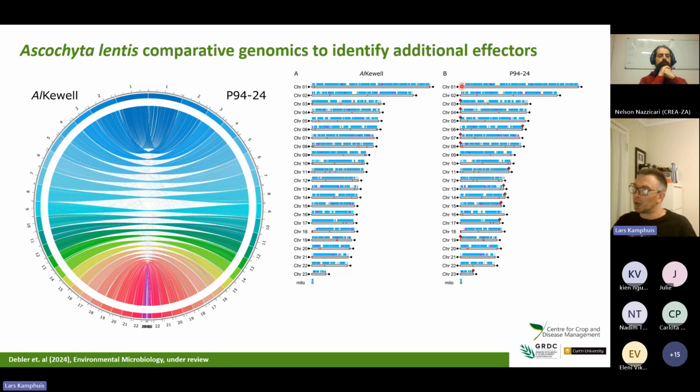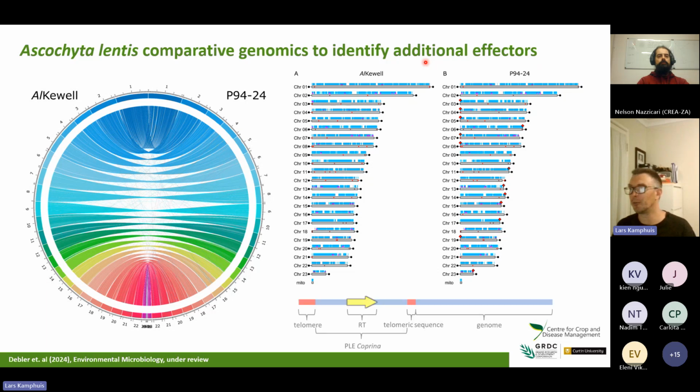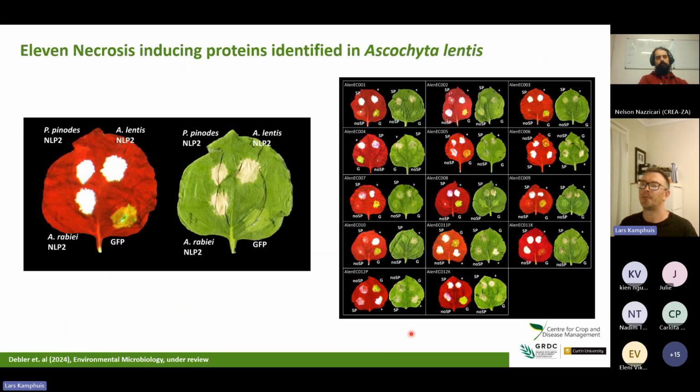The other thing that I would like to point out here is that you see these little red dots, and they're a type of transposable element that sit on the end of the chromosome called PLEs. We found those only in this P9424 isolate and not in ALQL. So that's another interesting finding that we're doing some more work on. The way these PLE transposons work is they attach to the end of chromosomes, and therefore rearrange what's happening on those tail ends.